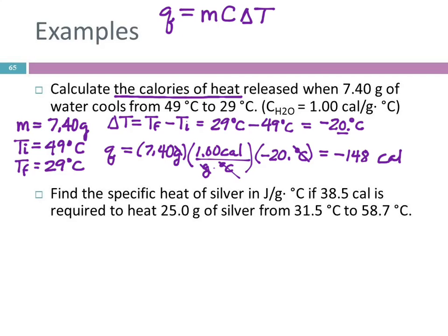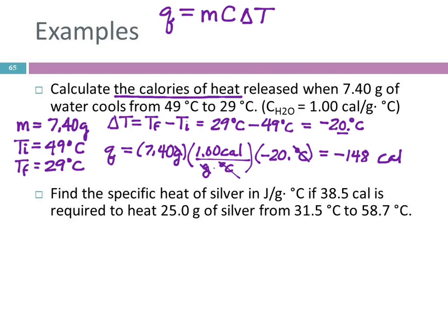See that? Then we have to look at sig figs. How many significant figures in 7.40? 3. Trailing 0 with a decimal point, we count that one. How about 1.00? 3. These are not exact numbers. These are measured quantities. And minus 20, how many?